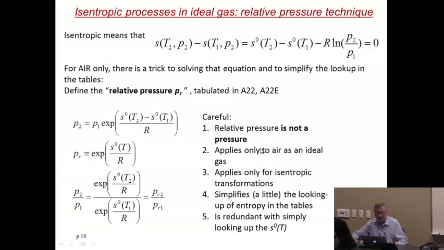So it's a trick. Careful, it is not a pressure. PR2 is not a pressure. It only works when you work with air. It only works for isentropic transformations, and it simplifies the lookup tables. It's redundant with using S0 of T. It makes the calculations easier, but it's not really necessary. And computers, if you look up tables or computer software, never do that. It just does it directly.